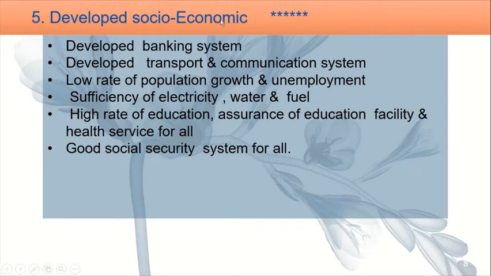Now, developed socio-economic, that is, in the developed country, there is developed banking system, developed transportation and communication system, low rate of population growth and unemployment rate, sufficiency of electricity, water and fuel, high rate of education, assurance of education facility and health service for all, and last, good social security system for all. And this point is very important for you.